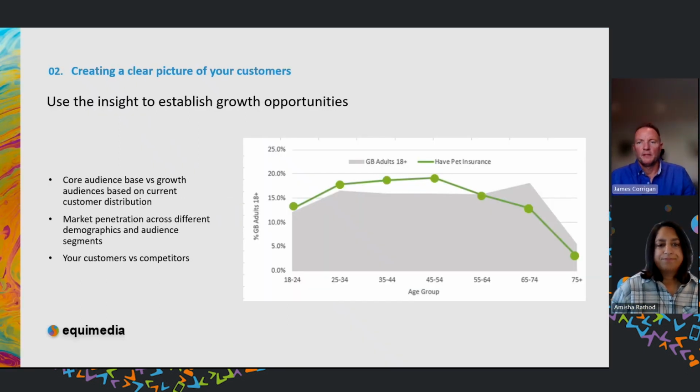Thanks, Amisha. So following a customer profiling report, the next step is to analyse the output in order to understand where growth opportunities lie, and visualising the data can help you spot the opportunities.